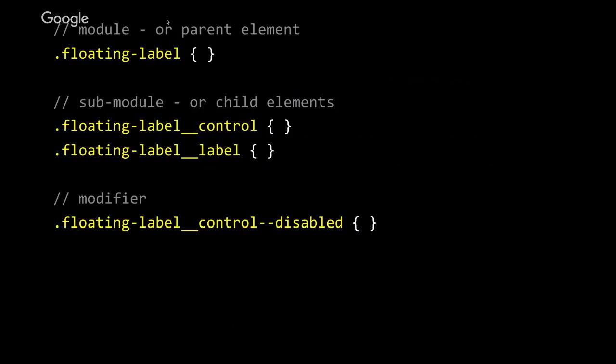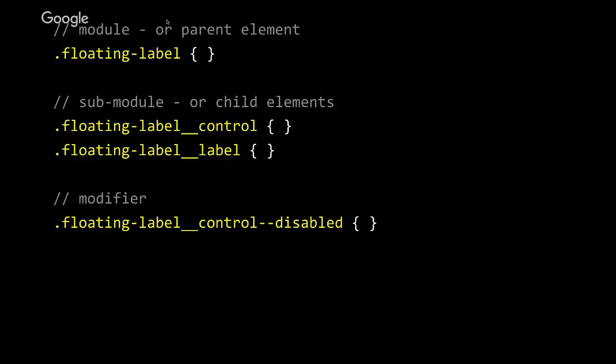And here's a quick piece of code to explain that. So these are all class names. And as you can see, the top one is called floating-label. That's our module, or the parent. And when we have a submodule, we always double underscore them. So now we know it's a child or a submodule of that. So we have floating-label__control, or floating-label__label. So now we know that they're part of the overall label container, but it's a child of that, which is a control or a label.